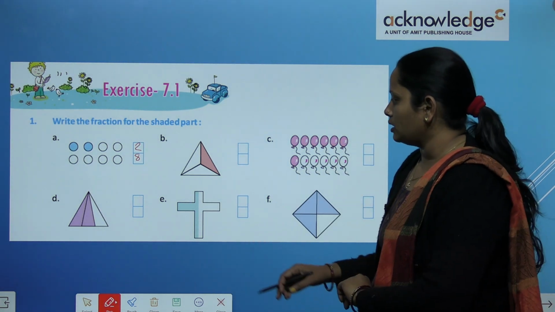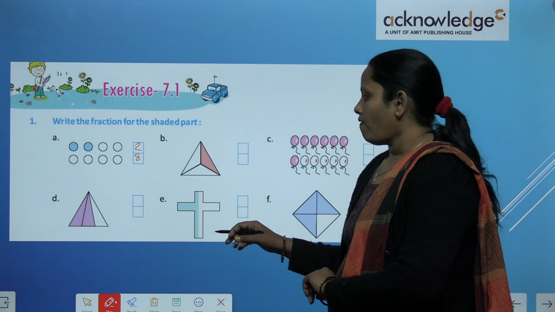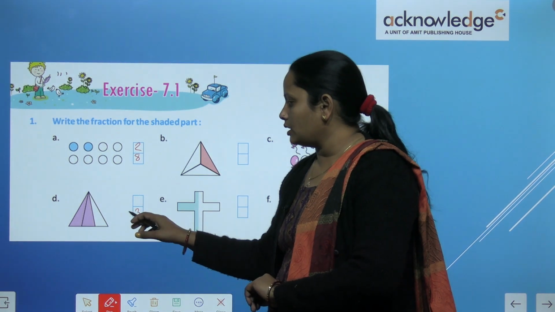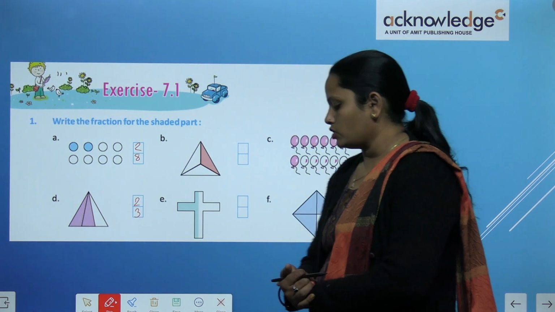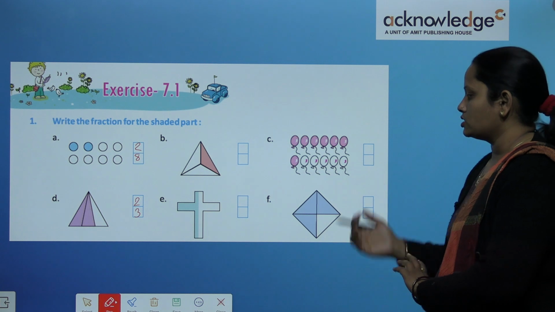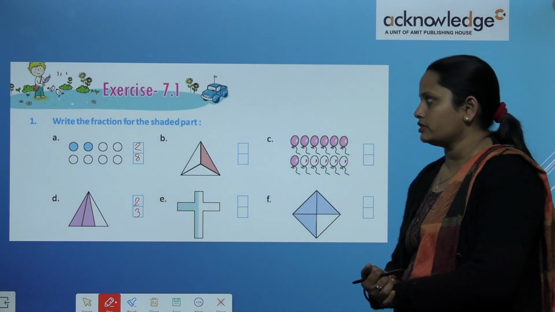सिमिलरली आप देख सकते हो कितने पार्ट्स हैं यहाँ पे? 3 पार्ट्स है और 3 में से कितने पार्ट शेडेड हैं? 2. So here 2/3 is the answer. Similarly, you have to do the rest of the questions, children.